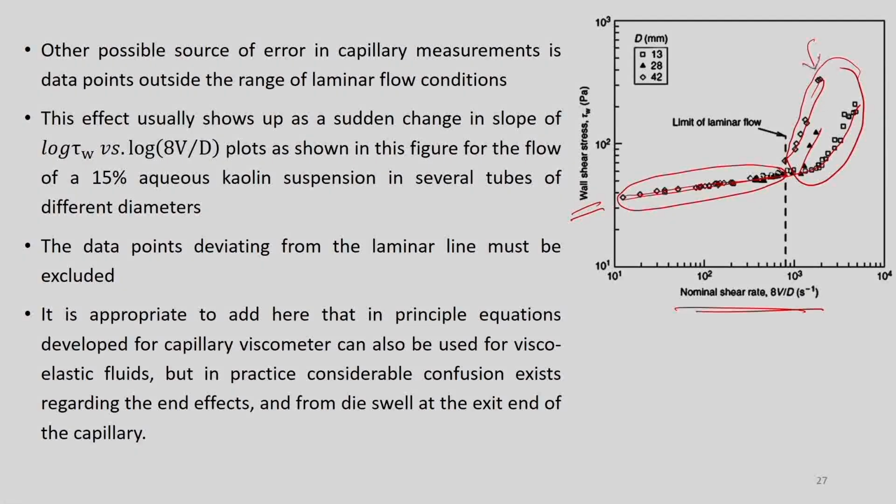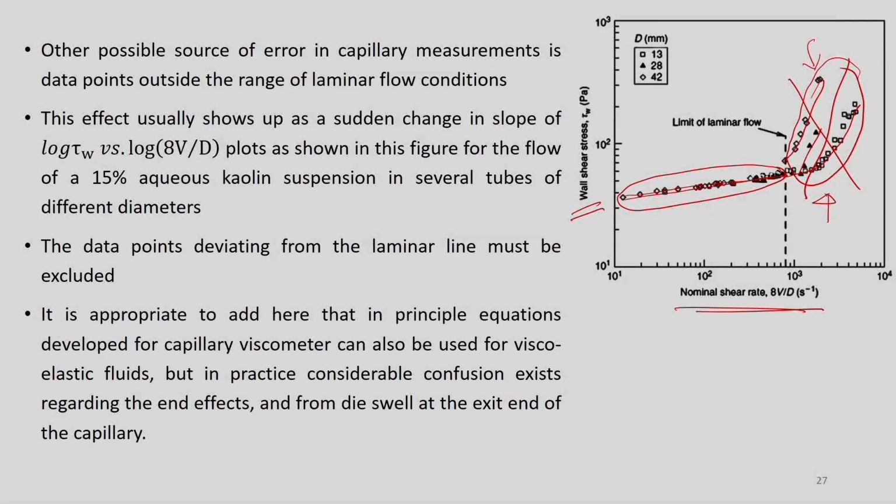This is because after this value of shear rate, the corresponding velocity is going beyond the laminar flow condition. So this is another possible source of error, because the flow is not within the laminar flow conditions. So how do we make an adjustment for this kind of error? Simply, you can discard the data from the point where the sudden change in slope occurs, because the flow is not in laminar flow conditions.